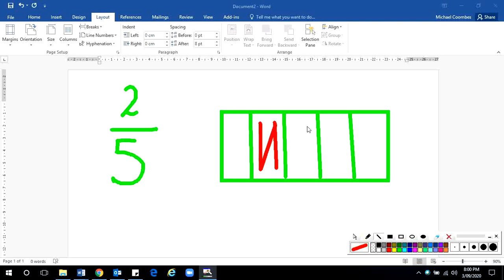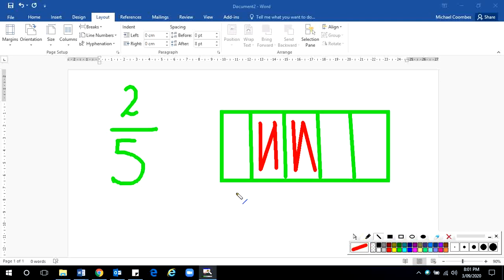There's 1, and there's 2. So if I said what fraction of this whole object had red lines in it, okay, I'd be looking at 2 pieces, 1, 2, which matches the numerator. Out of 5, 1, 2, 3, 4, 5. Out of 5 total pieces, that's 2/5.